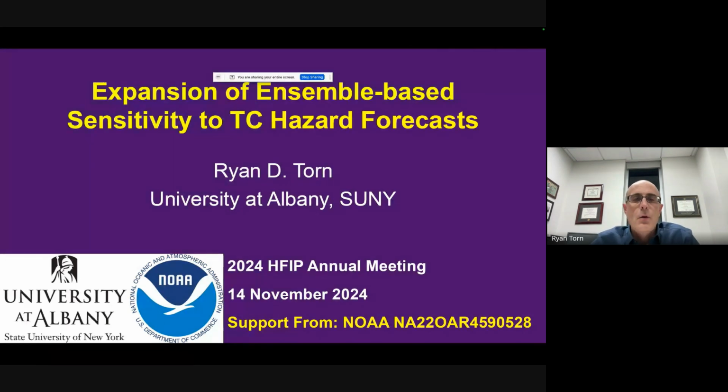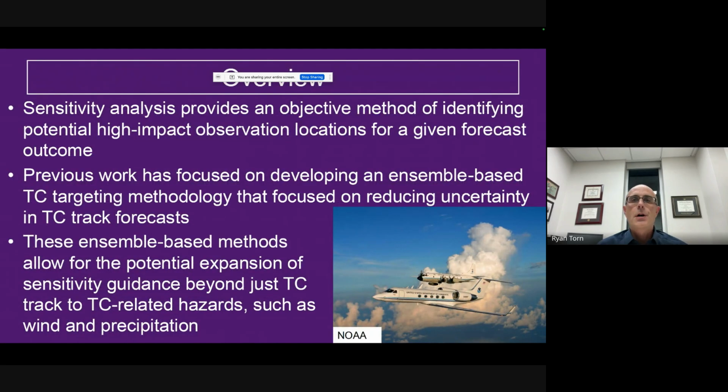So yeah, this is work that was a follow-on to a JHT project that was funded in the last round, trying to expand our sensitivity guidance from just track into hazard forecasting. I'll just thank both the people in NHC who have helped on this, particularly Wallace and Alan, as well as Lisa and Philippe for providing some input. All right, so sensitivity analysis is a way of providing objective information about where observations should be taken to impact a given forecast outcome, such as track or intensity or wind speed or precipitation.